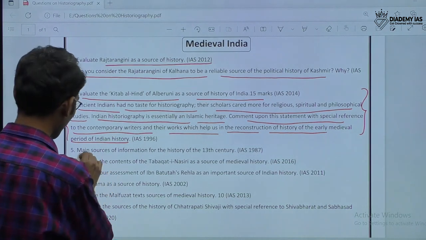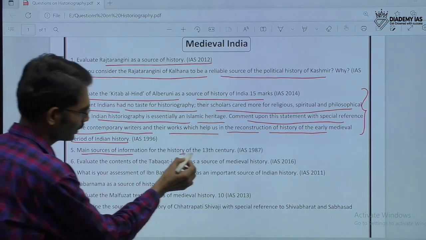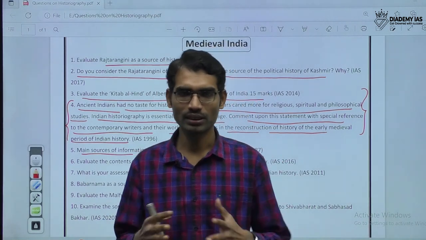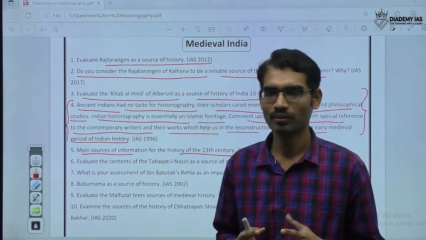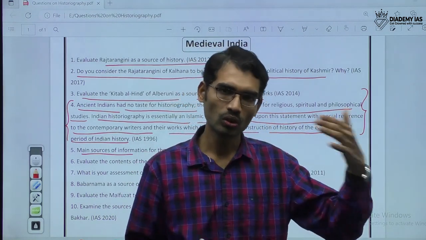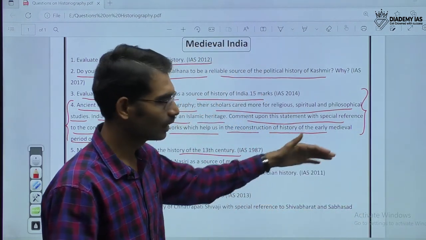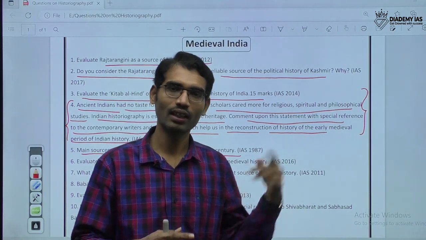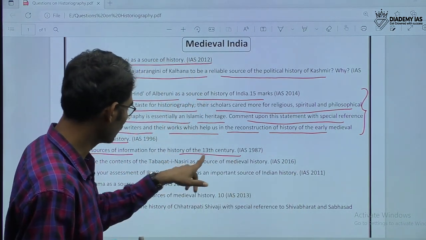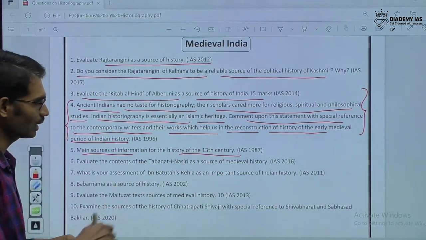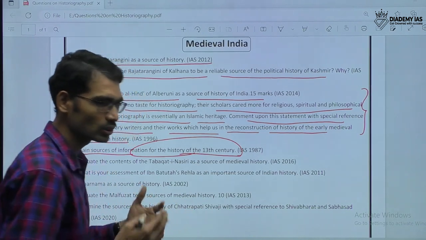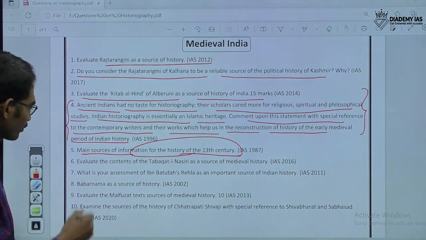Next one, main sources of information for the history of 13th century. 13th century means the establishment of Delhi Sultanate, and we have to see what are the various sources to understand the political, economic, social, cultural dimensions of the Delhi Sultanate time period. So around that time period, what are the sources of this study?